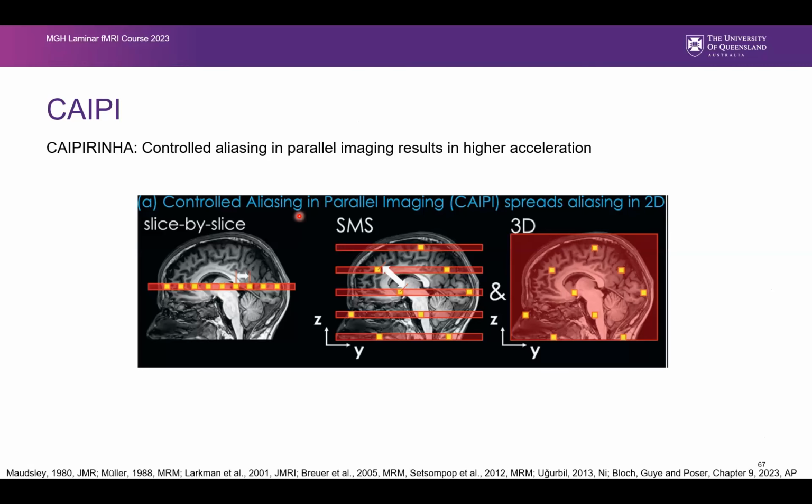What's interesting for us is that we can use the same controlled aliasing, this CAIPI, also for 3D. So although we are not using SMS, we can still use CAIPI. Sometimes people get confused, but adding a CAIPI shift to your acquisition is really, really valuable. It will help you a lot.